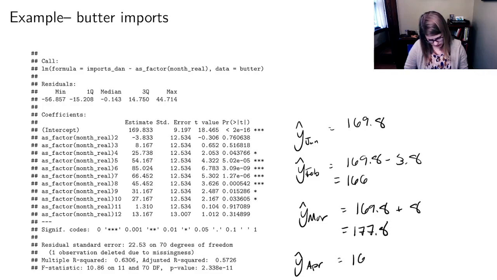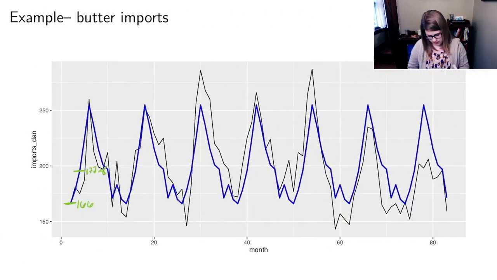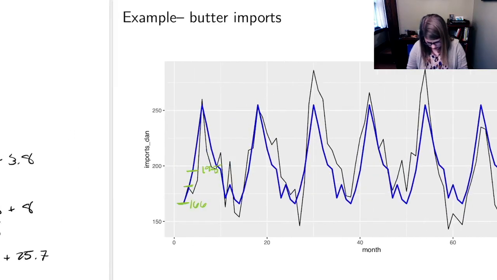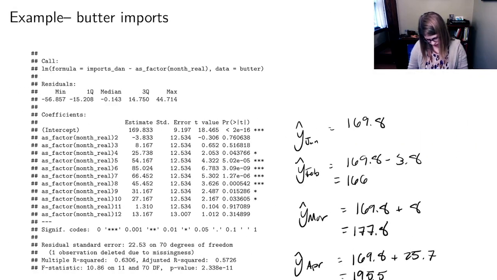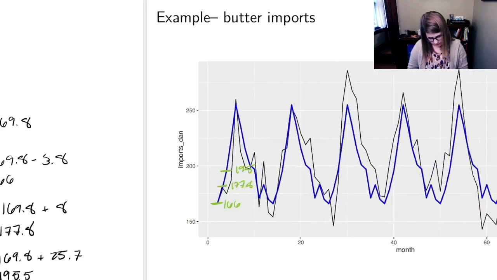Let's go one further and try and figure out what the value would be in April. So that would be 169.8 plus 25.7, 195.5. Oh, so I think this one was actually the 195, and probably there's a point that we can't really see in here that's at the 177.8. Let's see, what's the highest point here? Must be the one with the biggest difference, so that's June, which is 85 higher.